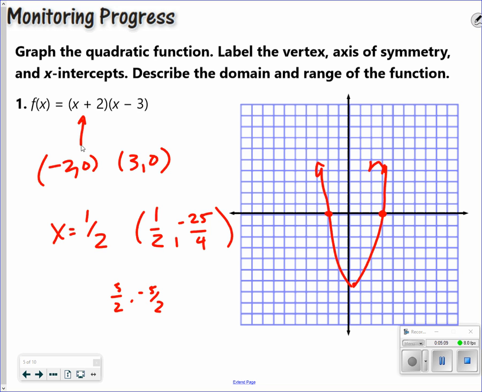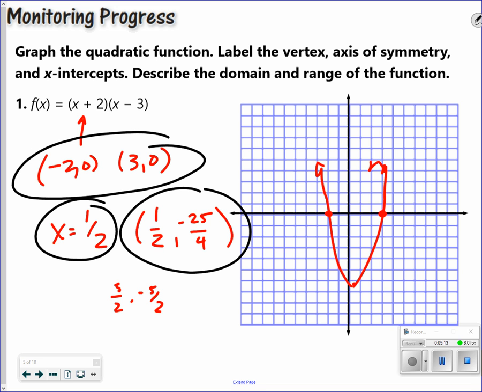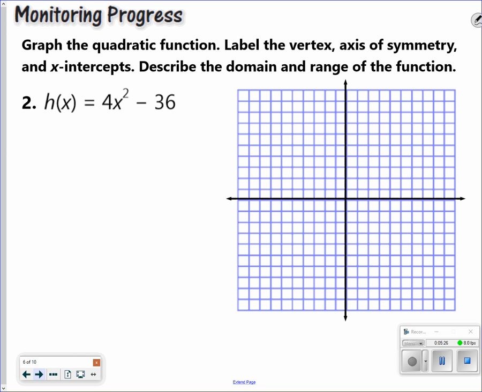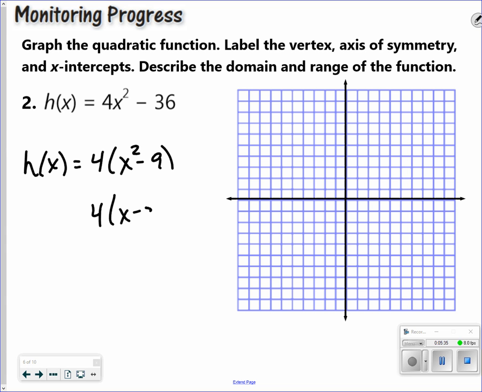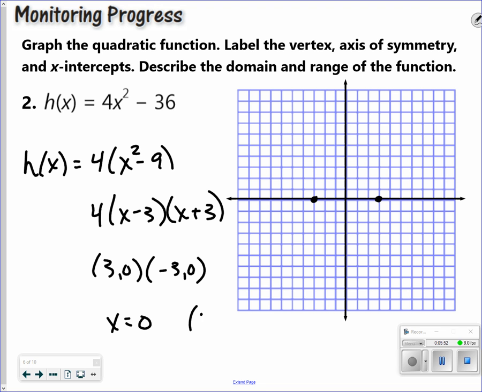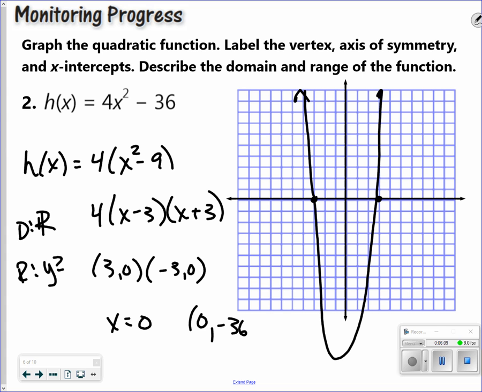So we found the intercepts, we found the axis of symmetry, we found the vertex. Domain is all real numbers, and the range is y is greater than or equal to, and if you wrote negative 6.25 or negative 25 fourths. I'm going to go ahead and factor this, so I'm going to put it in intercept form. So I've got 3, 0 and negative 3, 0. The halfway point between those two would be x equaling 0. Plug 0 back in, you get negative 36. Well, that isn't very nice, so you're going to talk about something that was way off the graph. Domain would be all real numbers, and the range is y is greater than or equal to negative 36.